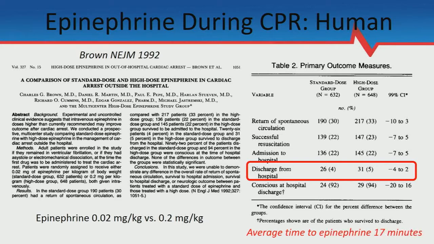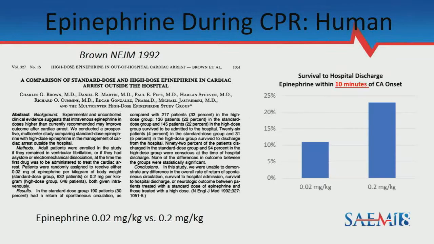Now, the key there, though, I realized after the study was done, is that the average time to give epinephrine was 17 minutes. And in the animal studies, they're given epinephrine at 10 or 12 minutes after cardiac arrest, so it was a lot further delayed. And in the paper, in the results section, there's a paragraph that talks about early epinephrine. When they looked at the patients that got early epinephrine within 10 minutes of cardiac arrest onset, there was numerically twice as high a survival rate with a higher dose epinephrine, but not statistically significant. So again, could not use that answer.